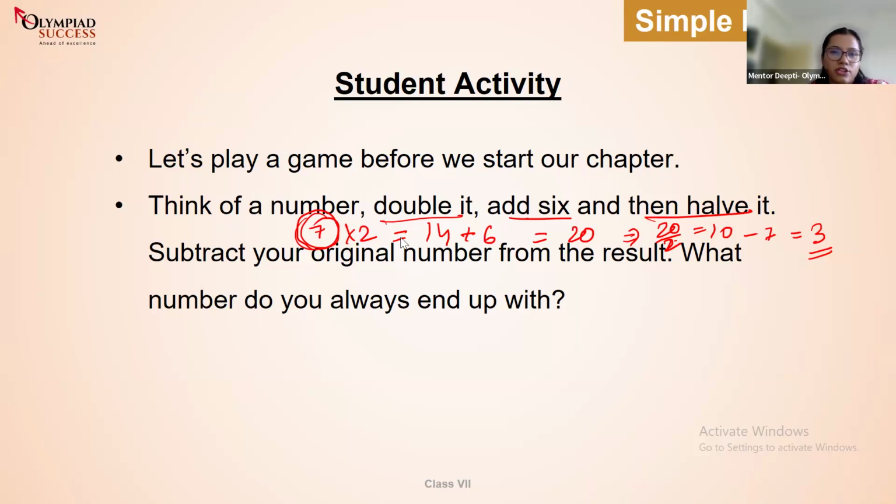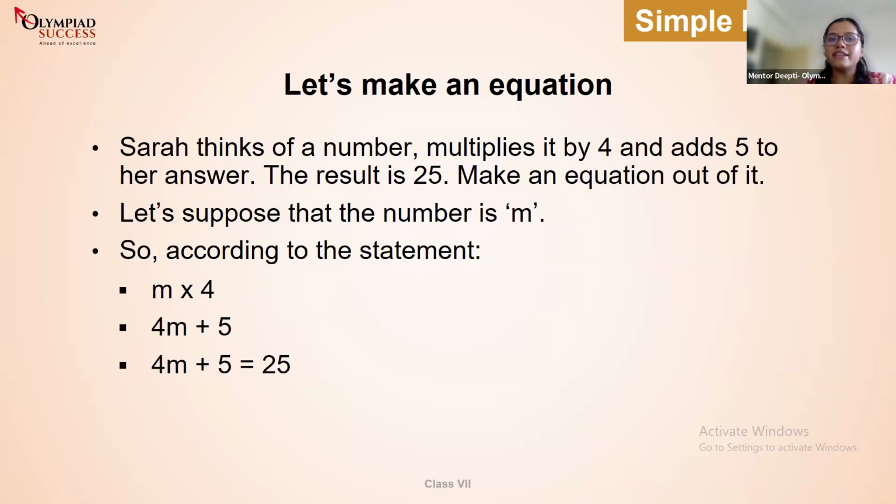Now, shall we make an equation of it? Okay, we'll come back to it later on. First of all, let's start. This is a little bit tricky. We'll get back to it later on to make an equation for it. First of all, let's try some simple ones. Let's make an equation. First, let's learn how to make an equation, and then we'll get back to that activity, and we'll make the equation for that also.